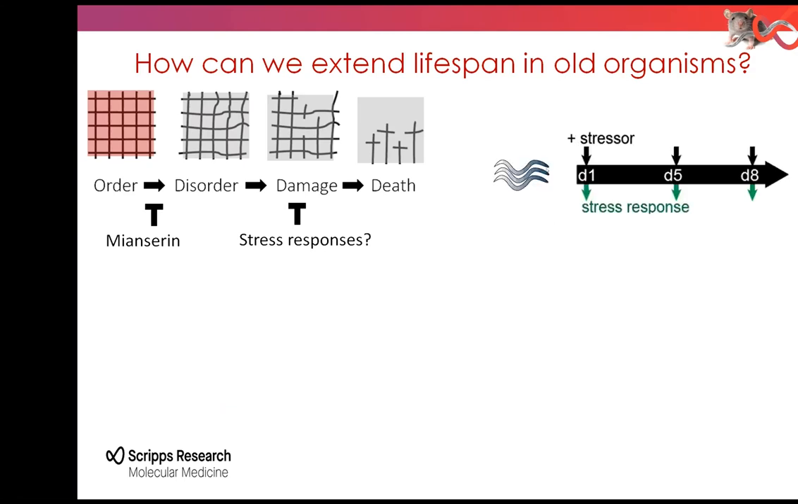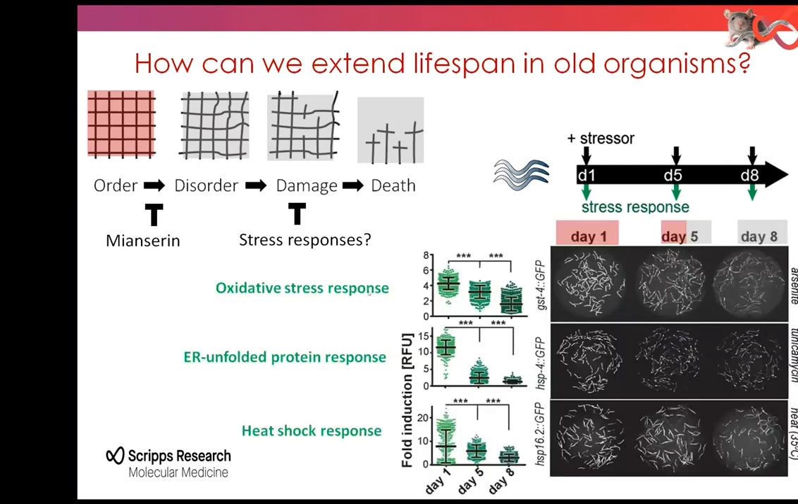So we did a very simple experiment again. We took worms that report on different stress responses. We added stresses on day 1, 5, and 8, and looked at the stress response. And the results are shown here. Top is oxidative stress response, ER unfolded protein response, and heat shock response. Each of these is 100 worms in a 96 well plate. And these are worms that become fluorescent when the oxidative stress response is activated. And here we quantified the different responses.